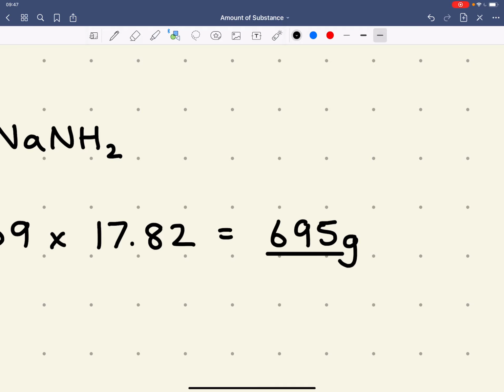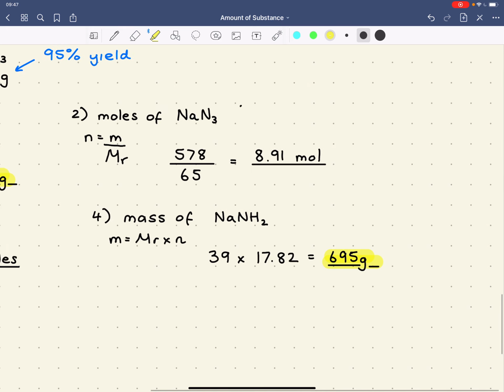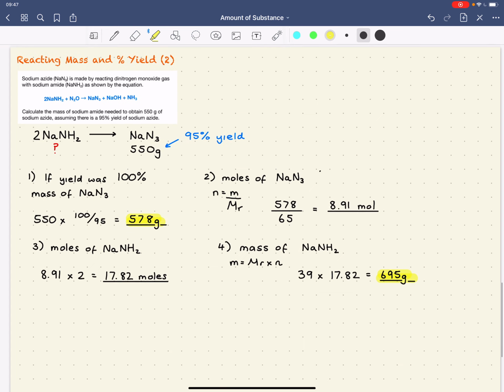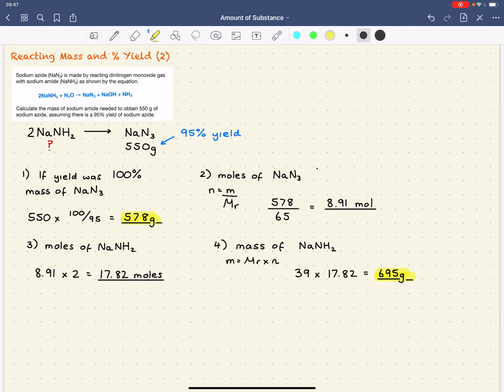And that is your final answer. So it is quite a tricky one, that. But hopefully by doing more questions of this type, you'll get to see the patterns that arise.